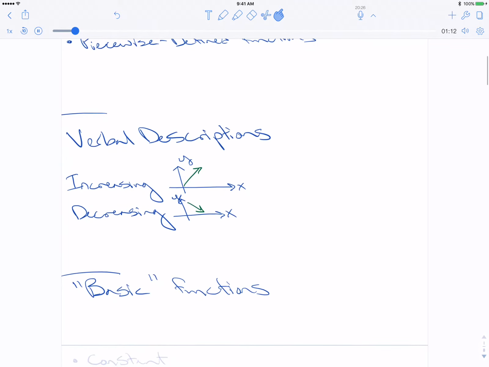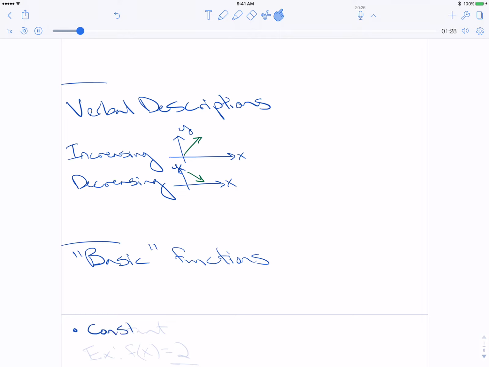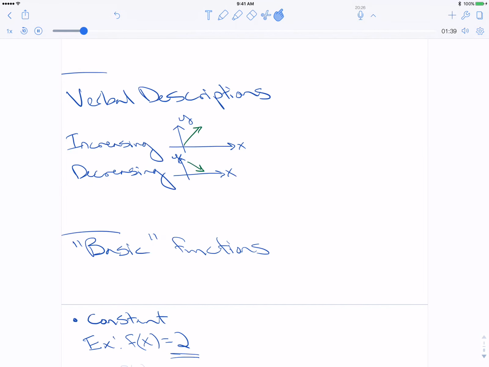The next part your book calls graphing basic functions. I think they're more foundational functions because they're not simple. They're just, you see this a lot, so you want to get familiar with these kinds of functions. The first of which is a constant. So if you were given the function, say, f of x equals 2, this is a constant, right? 2 is just a constant. So your function is constant.